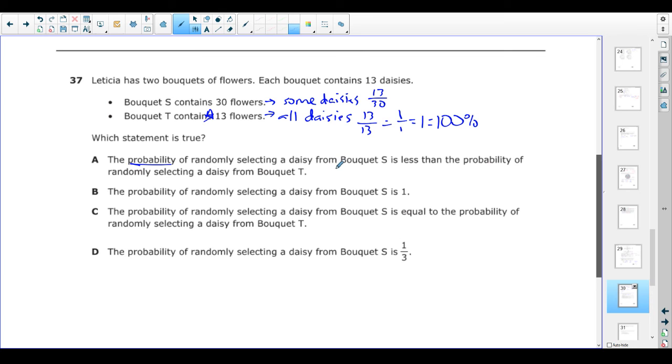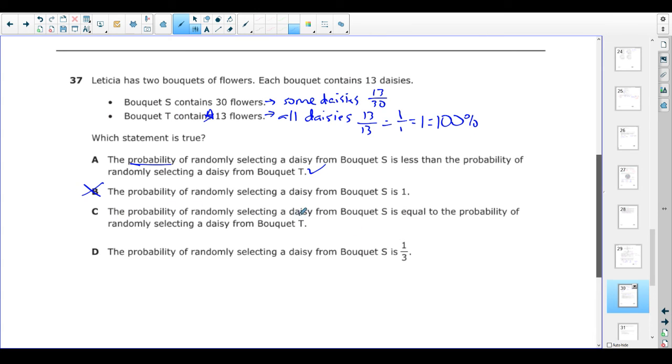Okay. And then let's look at our answers. The chance of randomly selecting a daisy from S is less than the chance of selecting a daisy from T. That seems true, right? Because anything is going to be less than 100%, so I'm going to keep this one. The probability of randomly selecting a daisy from bouquet S is 1. That's not true, right? It was bouquet T that was 100%.